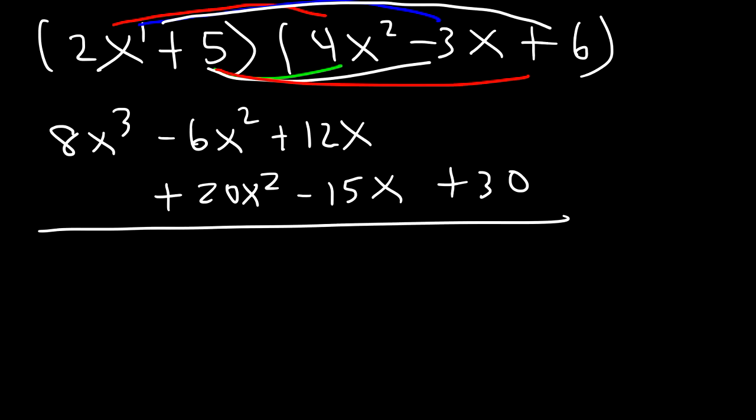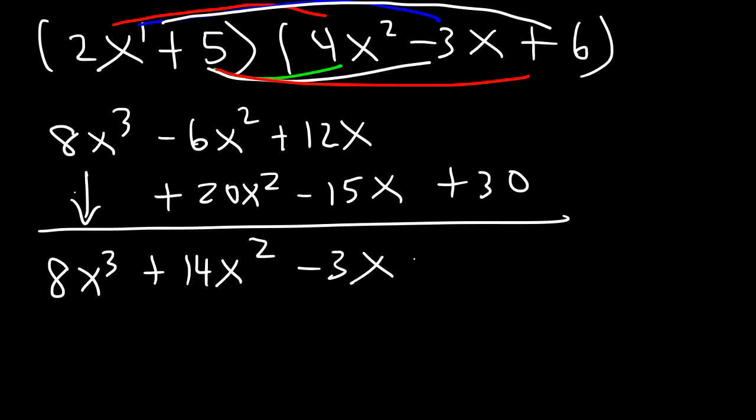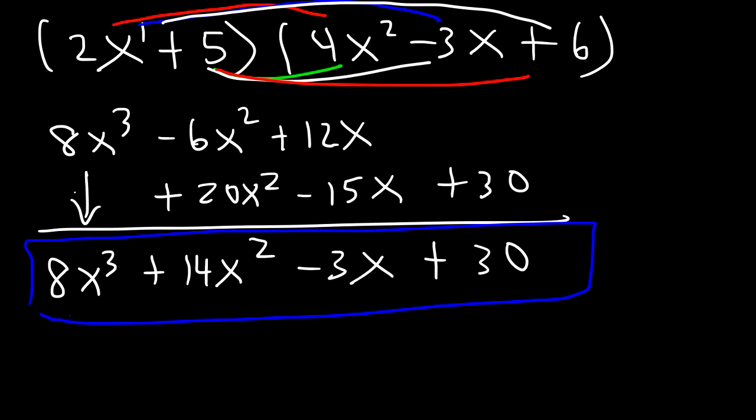Now, the reason why I like to align it like this is I can easily identify the like terms. Negative 6x squared and 20x squared, those are like terms. 8x cubed, there's nothing else like it that I can combine it with, so I'm just going to bring it down. Negative 6 plus 20, that's positive 14. 12 and negative 15, that adds up to negative 3. So this is the answer. 8x cubed plus 14x squared minus 3x plus 30.